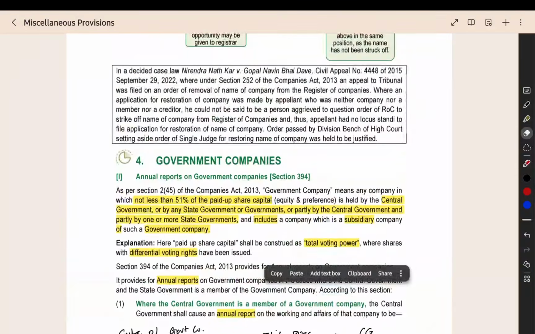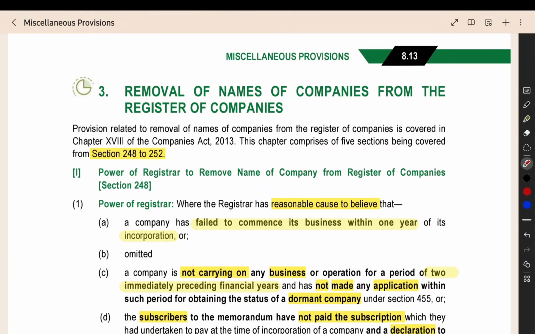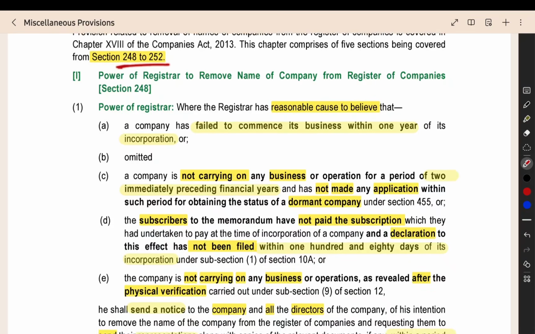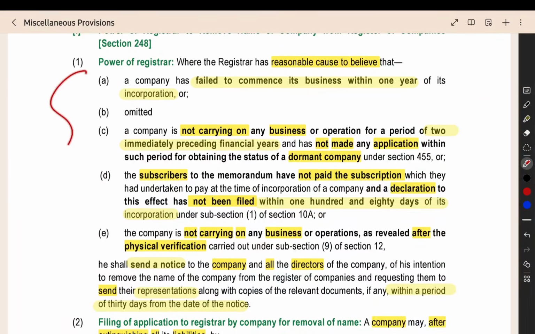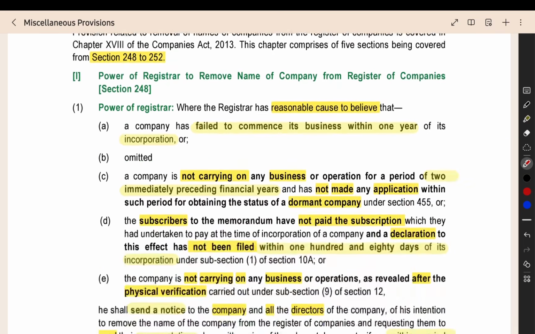Now that's all about the entire provision for the government companies. Now we can see the topic of striking off of the companies. Here it is covering the sections 248 to 252. Here are all the reasons for which the registrar will strike off the name of the company. What are all the reasons? If the company failed to start the business within 1 year from the incorporation, then there is a reason for the registrar to strike off your name.